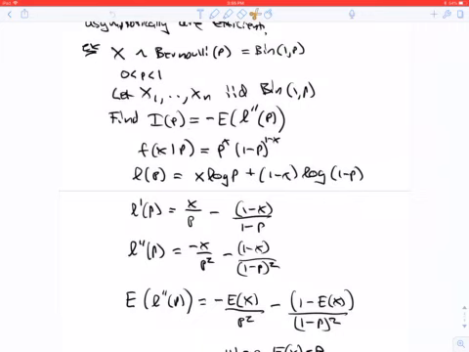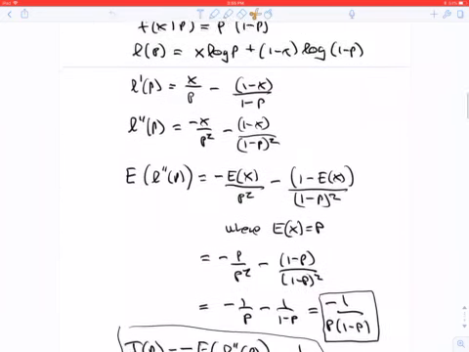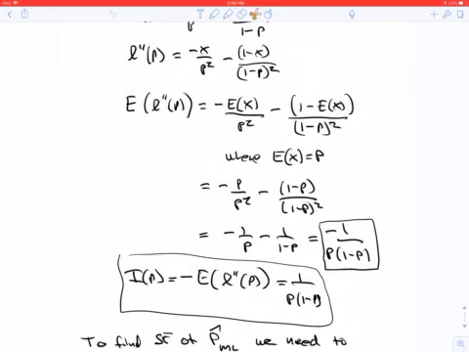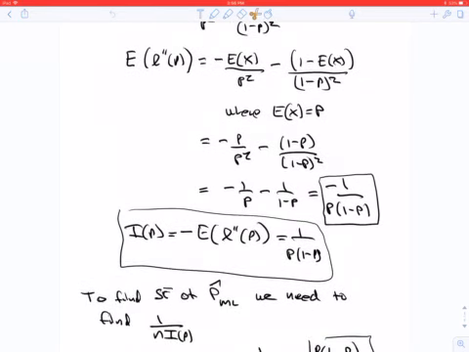So let's take a look at an example where X is Bernoulli(p), in other words binomial(1, p), and I have n IID of these. We're going to find the Fisher information, so we'll use our working definition of minus the expectation of the curvature. And so these steps are fairly straightforward, and we get that the Fisher information is 1 over p times (1 minus p).